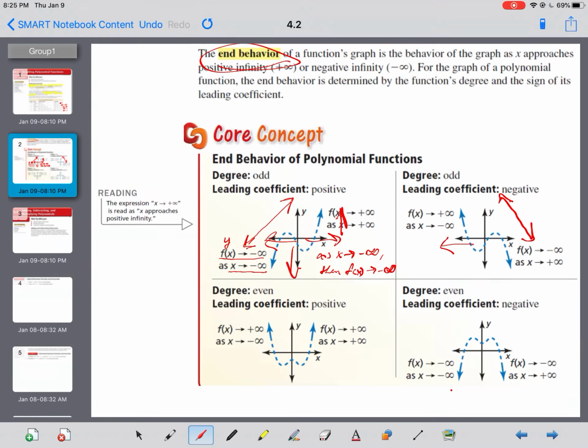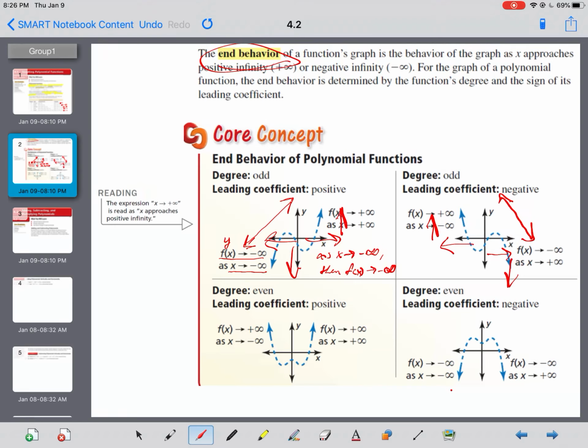As x goes left, y goes up. F of x goes up. As it goes to the right positively, it goes down negatively. Okay. If the degree is even, then the arrows are going to go the same. Not parallel, but they go in the same direction, not in different or odd directions. If it's positive, it's going to point up. If it's negative, it's going to point down.